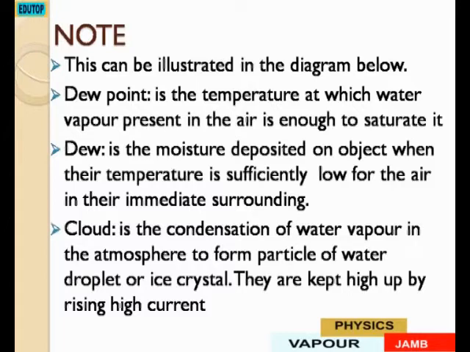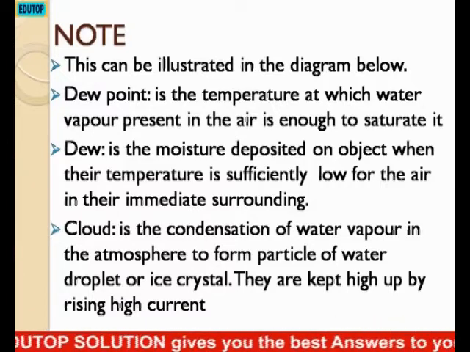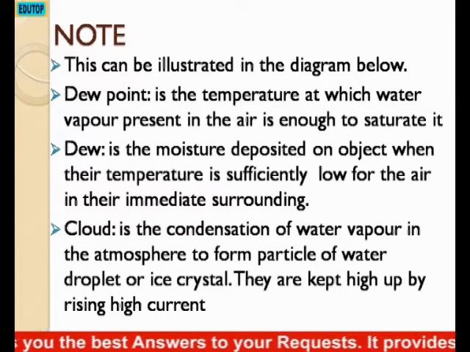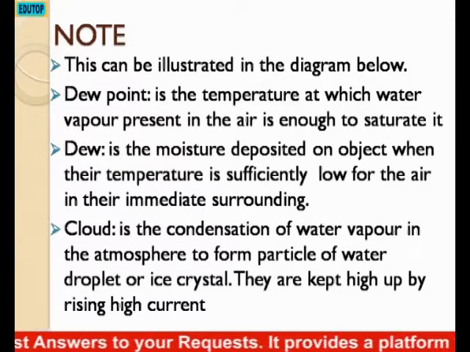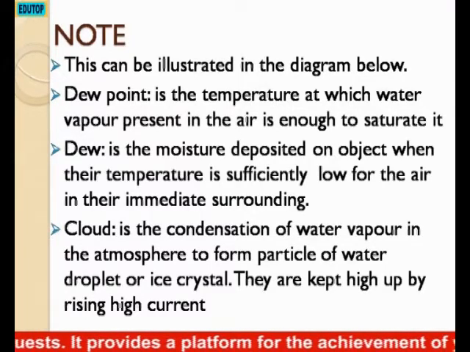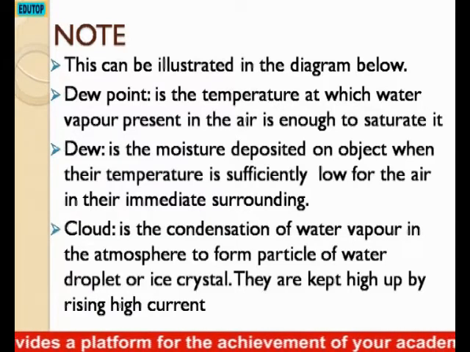Dew itself is the moisture deposited on objects when their temperature is sufficiently low for the air in their immediate surrounding. Then what about cloud? Cloud is the condensation of water vapor in the atmosphere to form particles of water droplets or ice crystals. They are kept high up by rising air currents. And those are the little things we name under this topic.